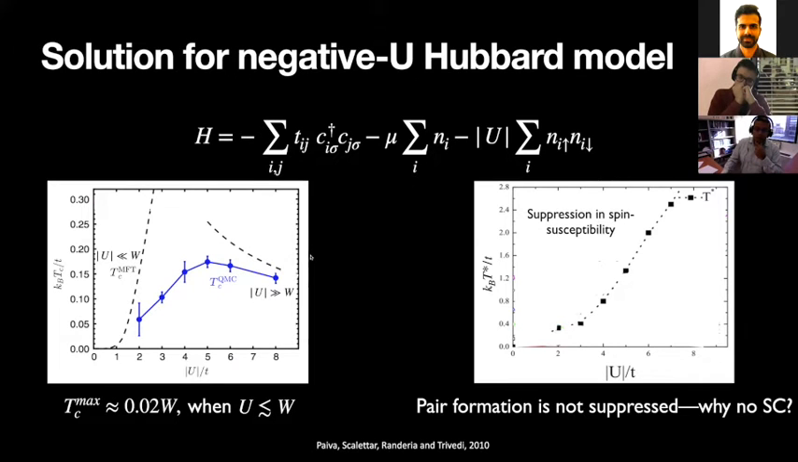But basically what you find is that at some characteristic temperature scale T star, which roughly scales linearly with the strength of attractive interaction, you start seeing a strong suppression in the spin susceptibility, okay? And what that means is that there is something that's favoring the formation of spin singlets, which is why the overall susceptibility is going down. But if you ask what the superconducting transition temperature is, there is no superconductivity. So the question is, why is that?